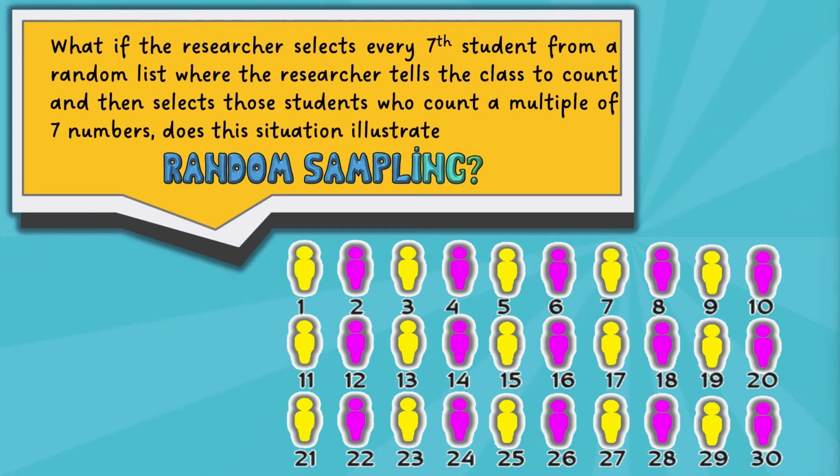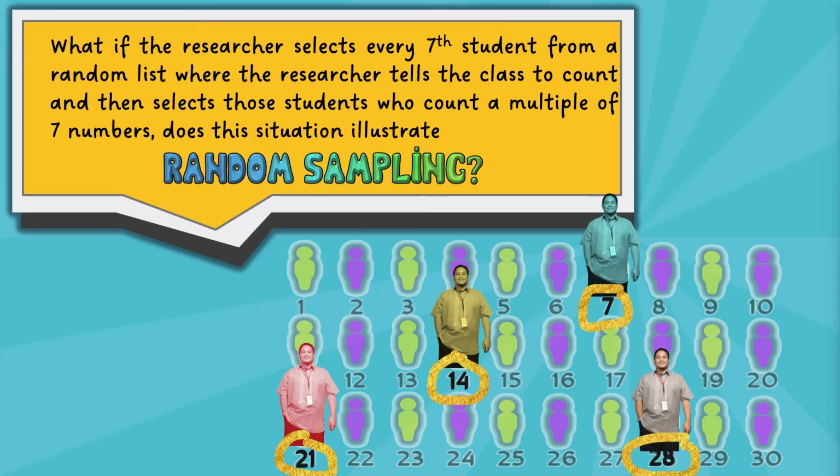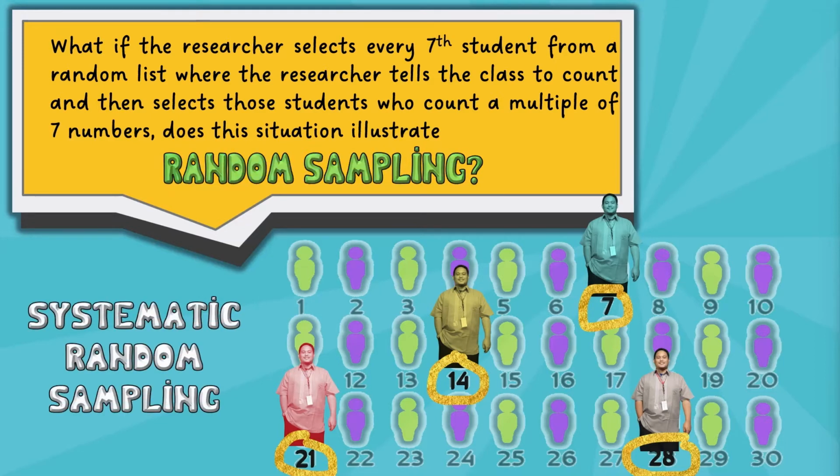What if, class, the researcher selects every 7th student from a random list? The researcher tells the class to count and then selects those students who count a multiple of 7. Do you think this situation illustrates random sampling? If your answer is yes, then you are correct. The given situation, class, illustrates systematic random sampling. From the word itself, systematic, meaning there's a system, there's a rule to be followed.